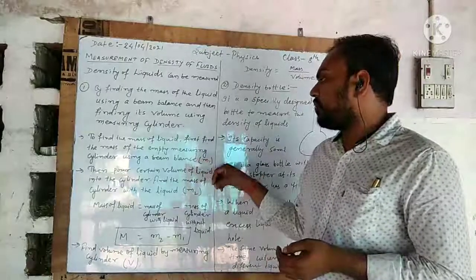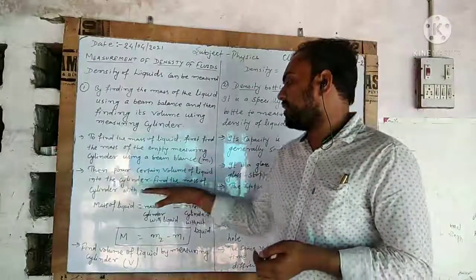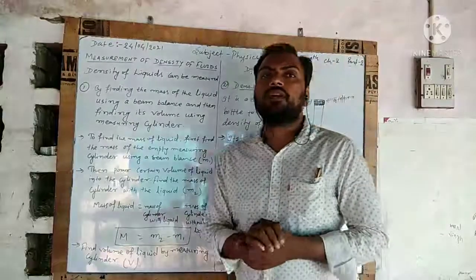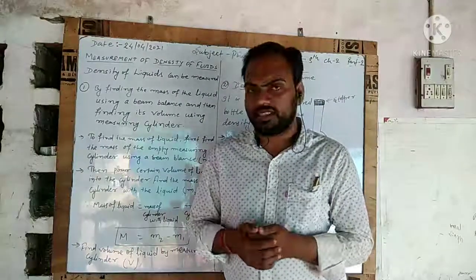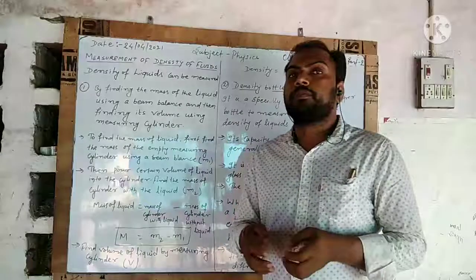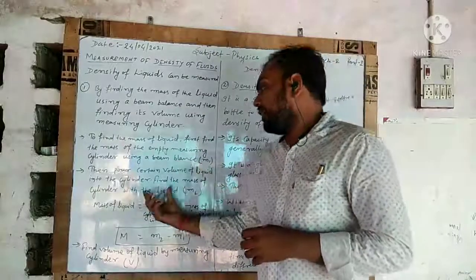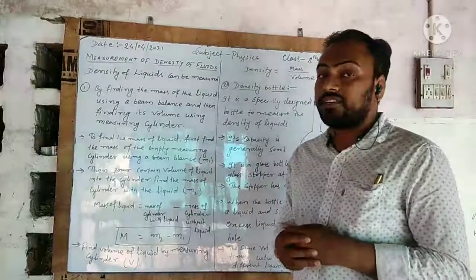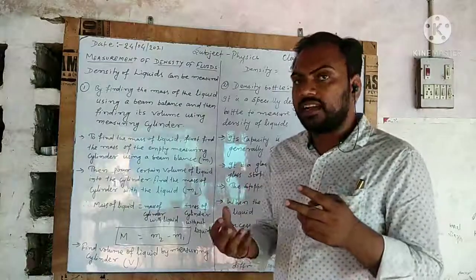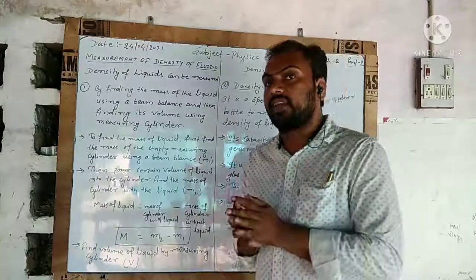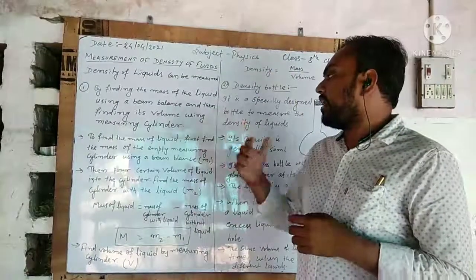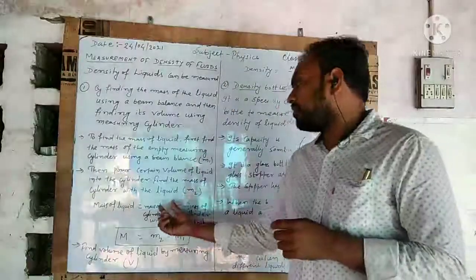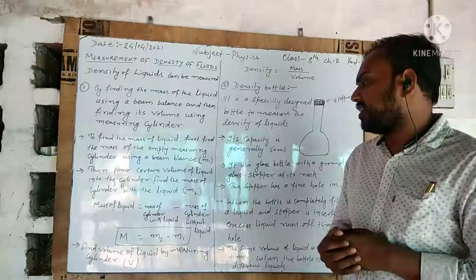Then pour a certain volume of the liquid, of which you have to find the density, into the cylinder and find the mass of the cylinder with the liquid, M2. Let's say that the mass of the measuring cylinder with liquid is M2. Definitely M2 will be greater than M1. So the mass of the liquid will be the mass of the cylinder with liquid minus the mass of the cylinder without liquid.